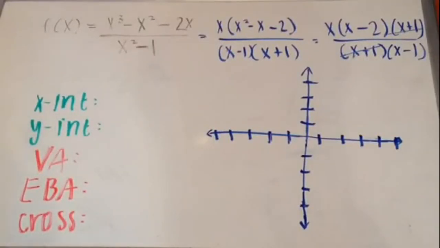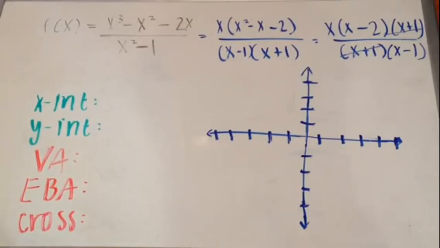The function we're going to graph today is x cubed minus x squared minus 2x all over x squared minus 1. When we factor it, we get x times x minus 2 times x plus 1 all over x plus 1 times x minus 1. Then we cross out the x plus 1 on both the numerator and the denominator, and we get left with x times x minus 2 over x minus 1.